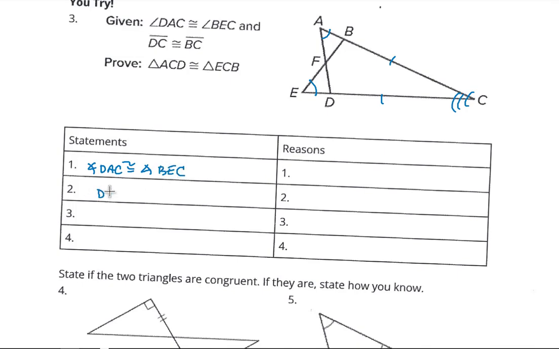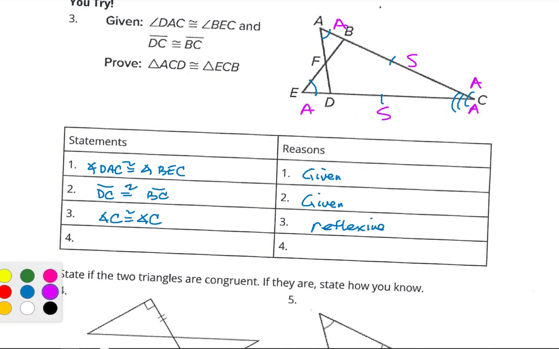So we're putting our givens in. Angle DAC is congruent to angle BEC, and also side DC is congruent to side BC. Those are the givens. And then angle C is congruent to itself by the reflexive property. And if we look at the pattern in the triangles, we have ASA, and the ASA pattern is enough to show or guarantee that those 2 triangles are congruent. And I need to name the congruence the right way. So triangle ACD is congruent to triangle ECB.